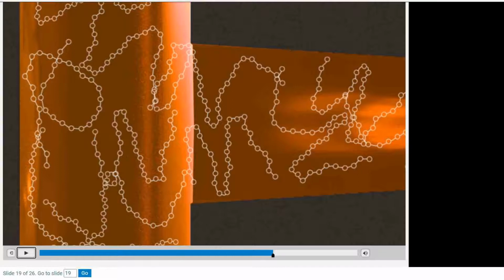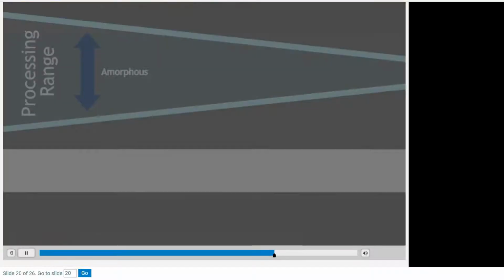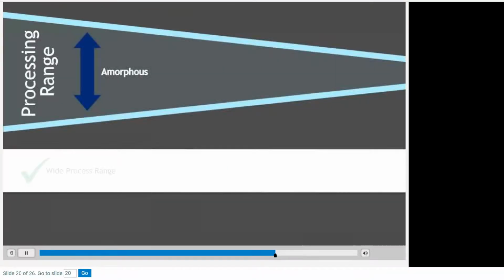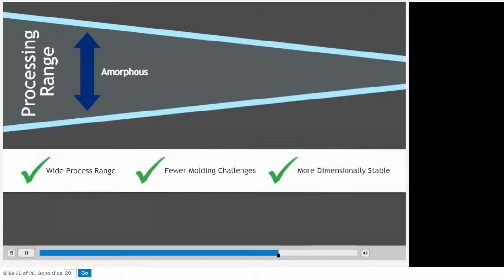Okay, so that's the basics of how materials work. You heat them up, the molecules align, they flow into the mold. When you pack it, they are coiling up again, they are compressed as the pressures get higher, and they are cooling in that state. Differences: amorphous and crystalline materials react differently. Very, very important. Amorphous materials have a wide process range and can be molded with fewer challenges, resulting in molded parts that are more dimensionally stable.